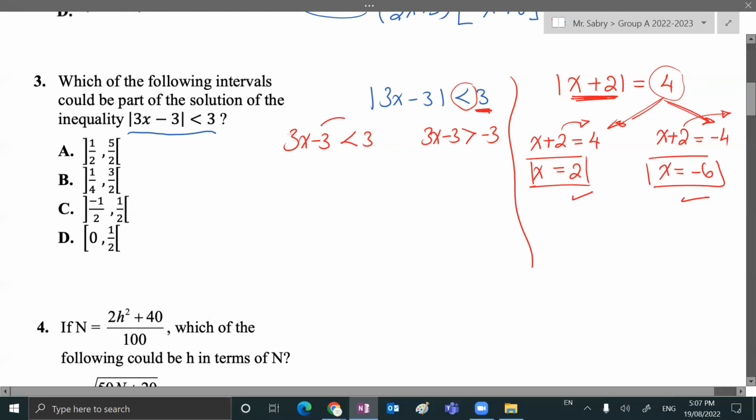Moving negative 3 to the other side, I'll have 3x less than 6. Then x less than 6 divided by 3, which is 2. Here's the first answer. For the second one, negative 3 goes to the other side as positive 3, so I'll have 3x bigger than 0, which means x is bigger than 0. Right.